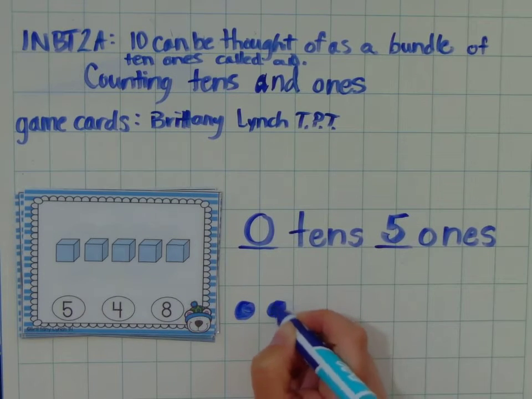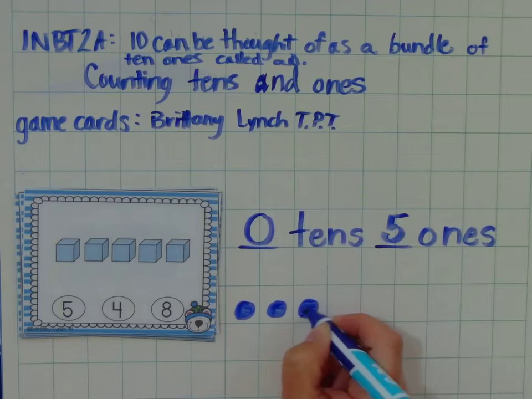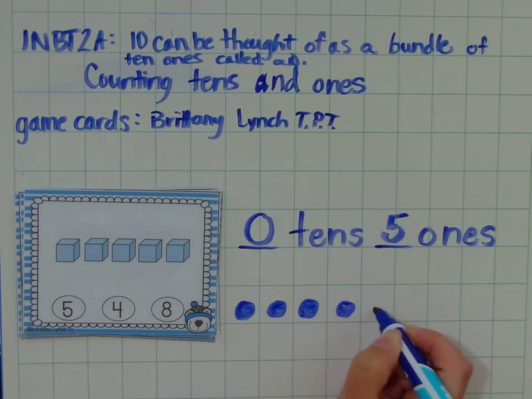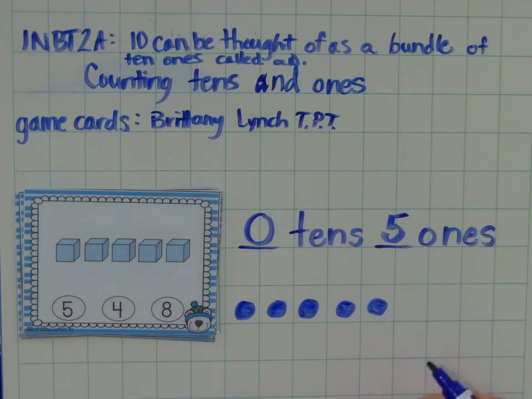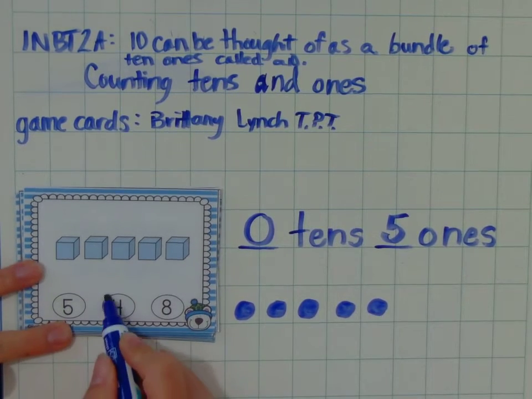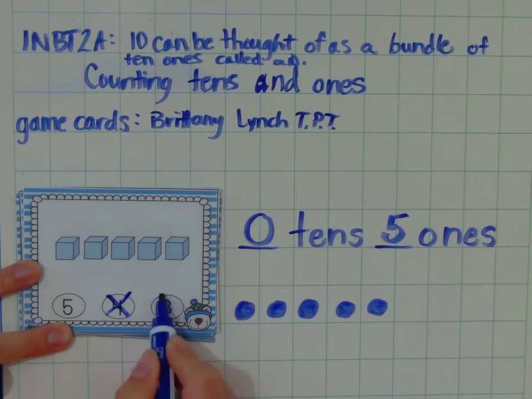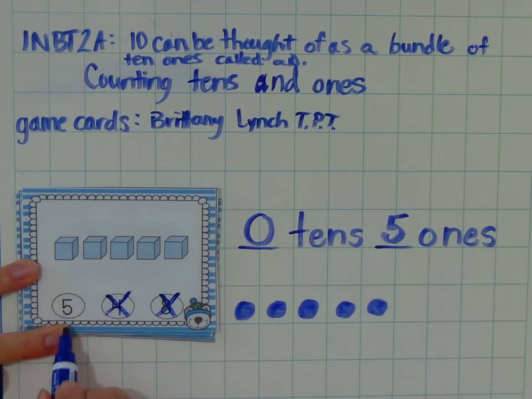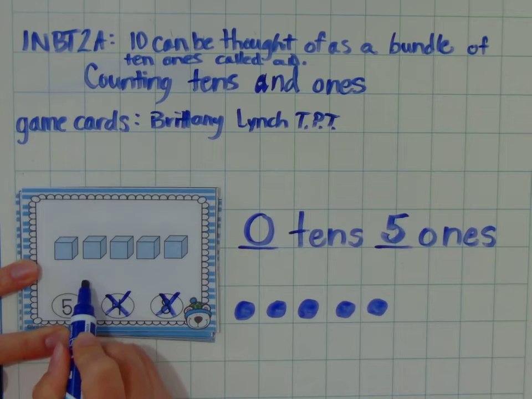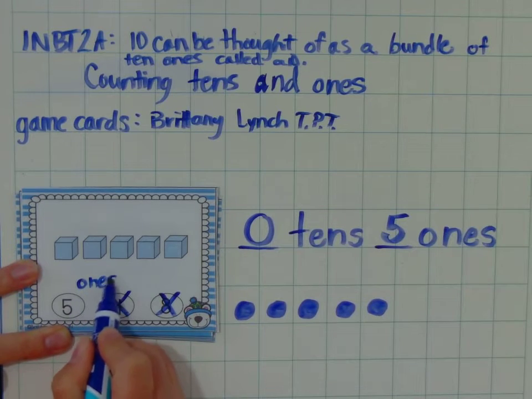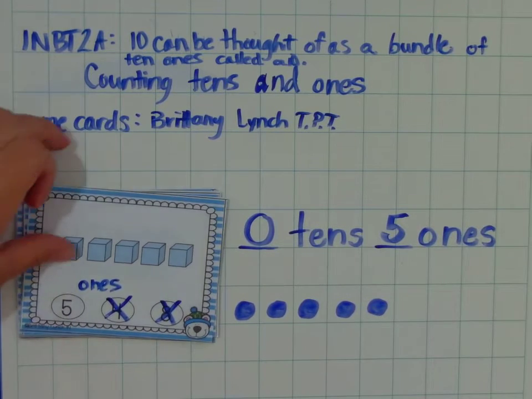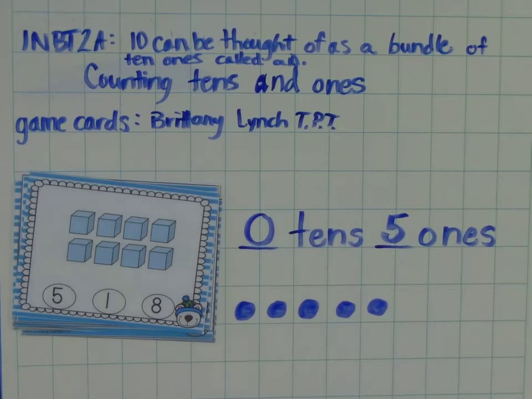1 one, 2 ones, 3 ones, 4 ones, 5 ones. Okay. So it would not be 4 and it would not be 8. The answer is 5 ones.